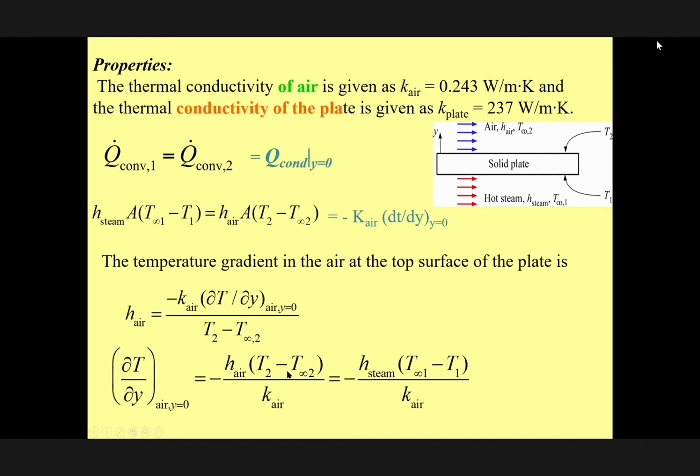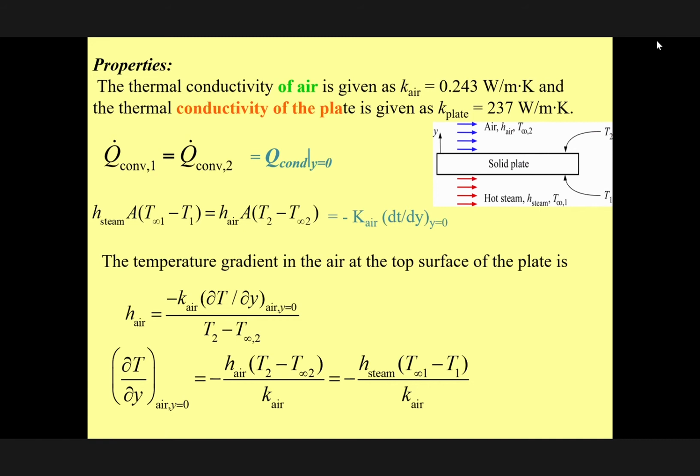Again, I've mentioned this: convective to the air is the same as convective to the steam, and that comes from here. Okay, I do not know this one, but I know this one and this one. Now I know the H of steam because it was mentioned in the problem. They gave the value. I know the temperature T infinity is 100 degrees, the temperature of the plate is 80 degrees, and the conductivity of the air is given. Therefore, from here, I can find the gradient, meaning the slope of the line at the boundary layer.